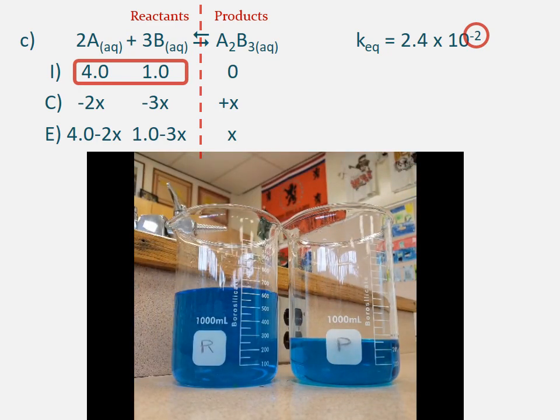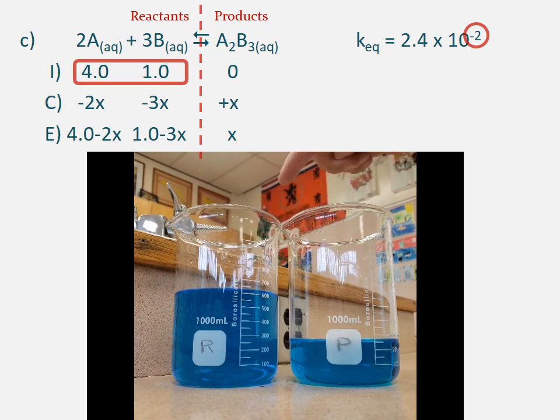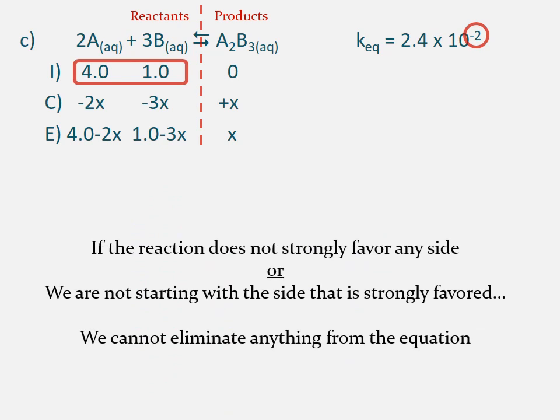Reactants are slightly favored. Now the reason we can't drop the X is because the amount that came out of reactants did make a significant difference to the amount of reactants that we have when the system's in equilibrium. So in this case, we can't eliminate the X. When the X is subtracted from the initial amount, significant figure-wise, it will make a difference. If the reaction does not strongly favor any side, or we are not starting with the side that is strongly favored, we cannot eliminate anything from the equation, which means odds are we're going to be going to the quadratic equation.